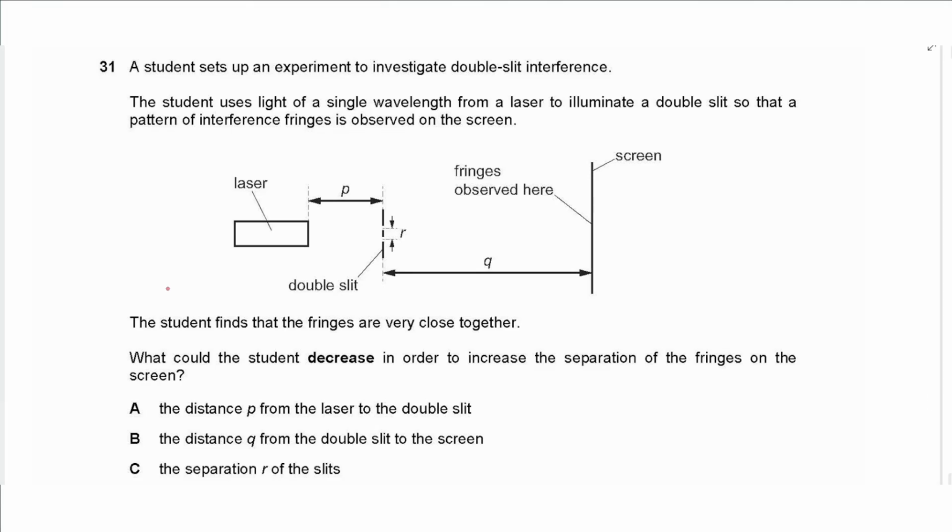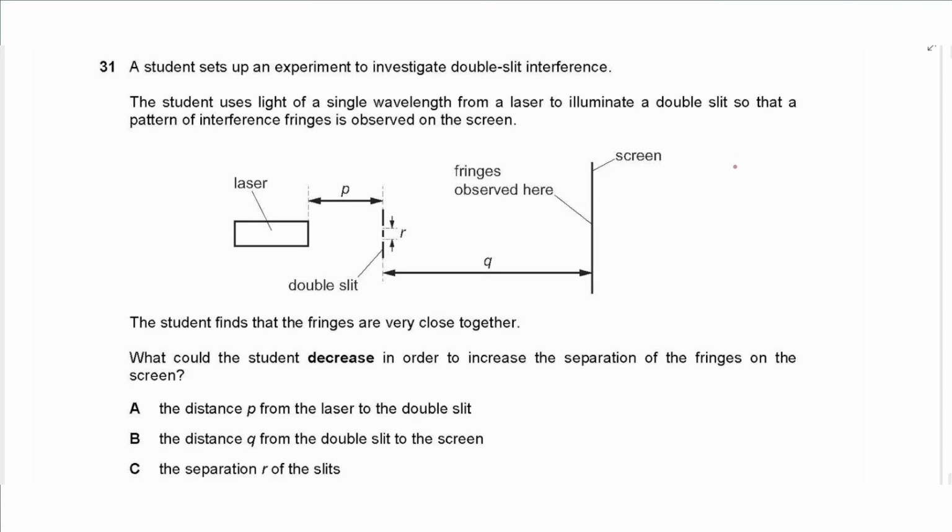Question 31 says a student sets up an experiment to investigate double slit interference. The student uses light of a single wavelength from a laser to illuminate a double slit so that a pattern of interference fringes is observed on the screen. The student finds that the fringes are very close together. What could the student decrease in order to increase the separation of the fringes on the screen?